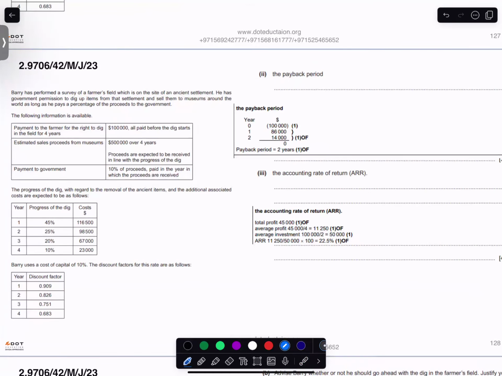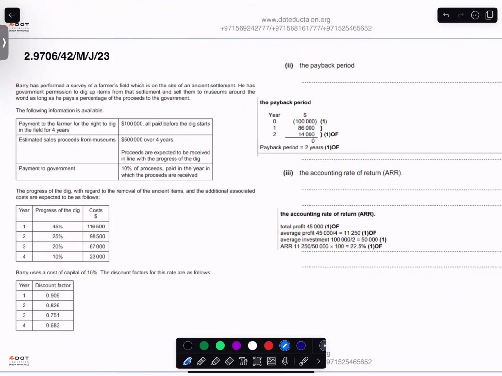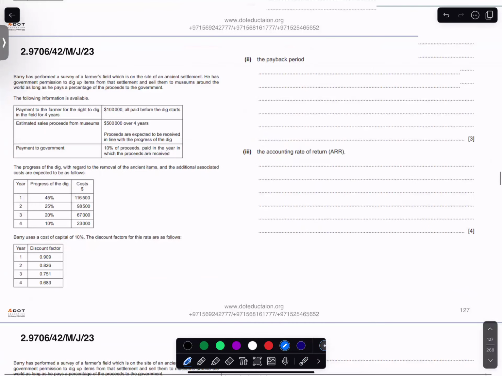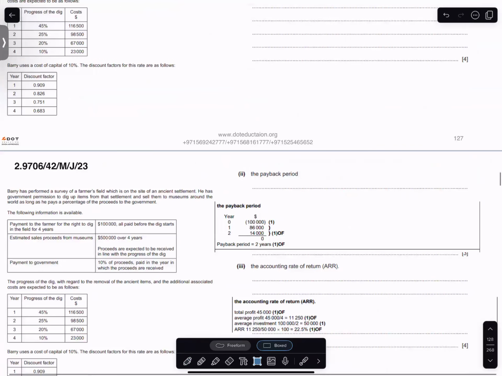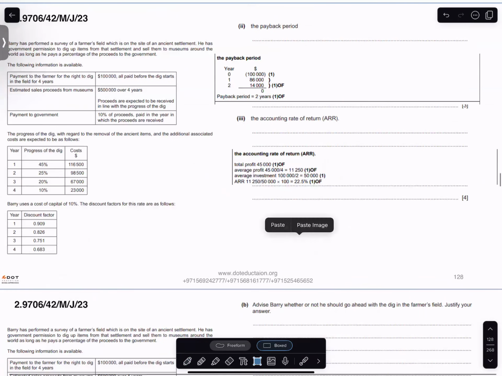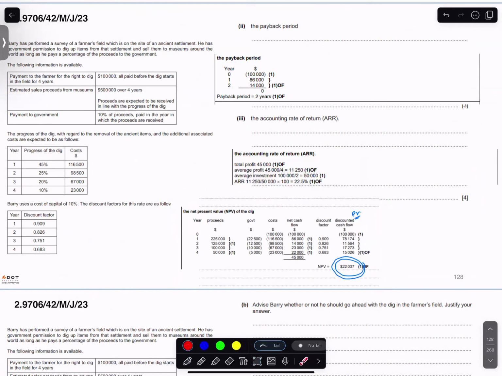The payback period. Okay. So you have to calculate the payback period. I will take this. You'll need the year and the cash flow, the net cash flow. Okay, fine.